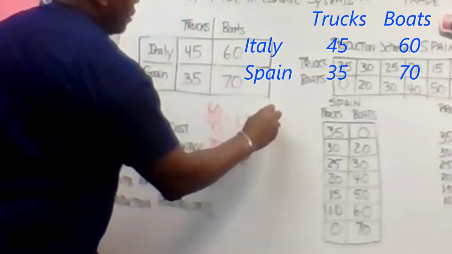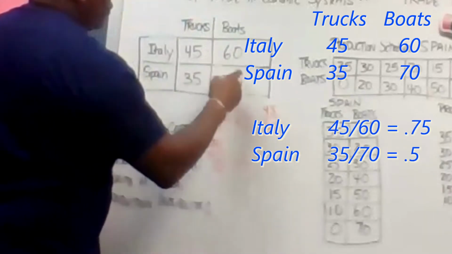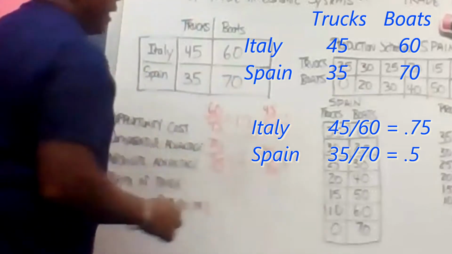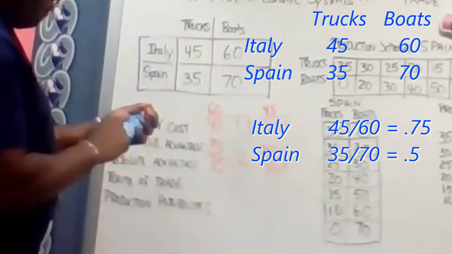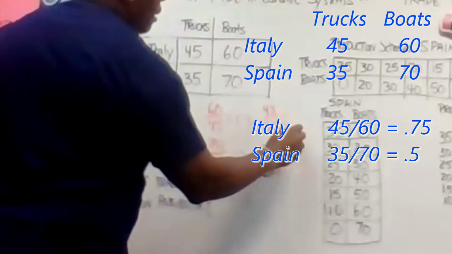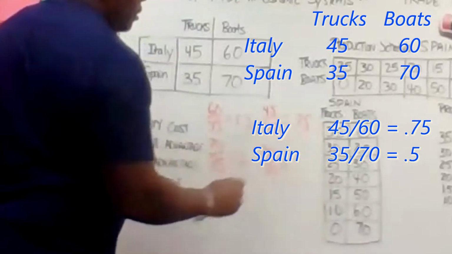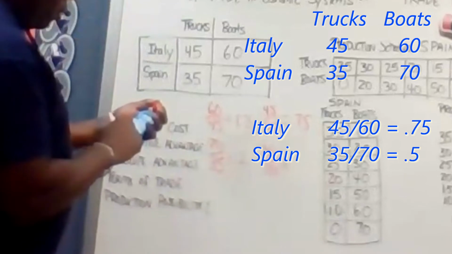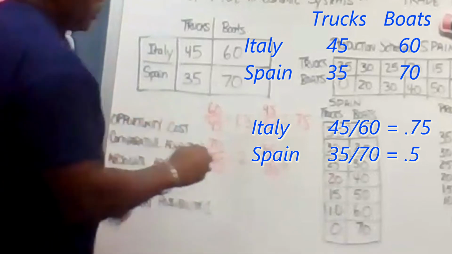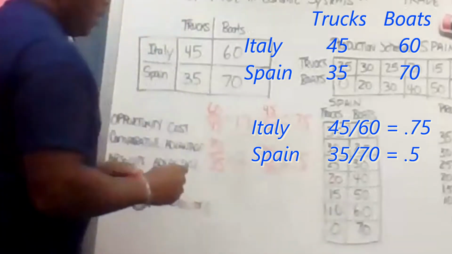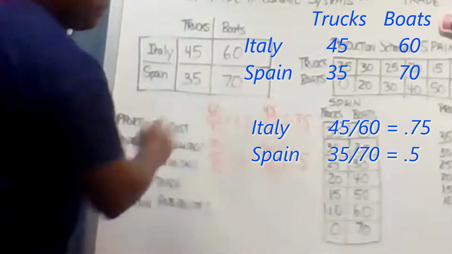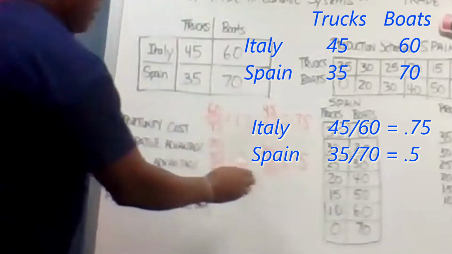45 over 60, 35 over 70. And it's okay to use your calculator. 45 divided by 60 equals 0.75. 35 divided by 70 equals 0.5. Okay, this is the lower number. So Spain has the comparative advantage when it comes to boats. Okay, so that's a done deal.